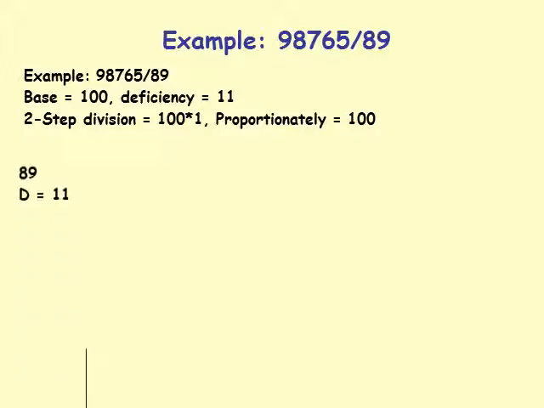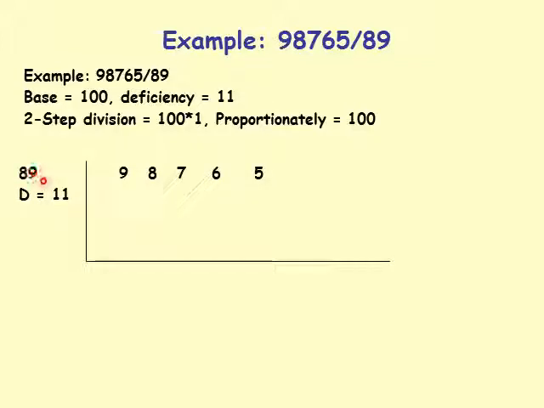Let's continue here. So this is how we set up the problem: dividend, divisor, and the deficiency. The first thing we do is divide by 100, the first division. Let's see what happens when you divide by 100. We just did. Now the decimal point is here.